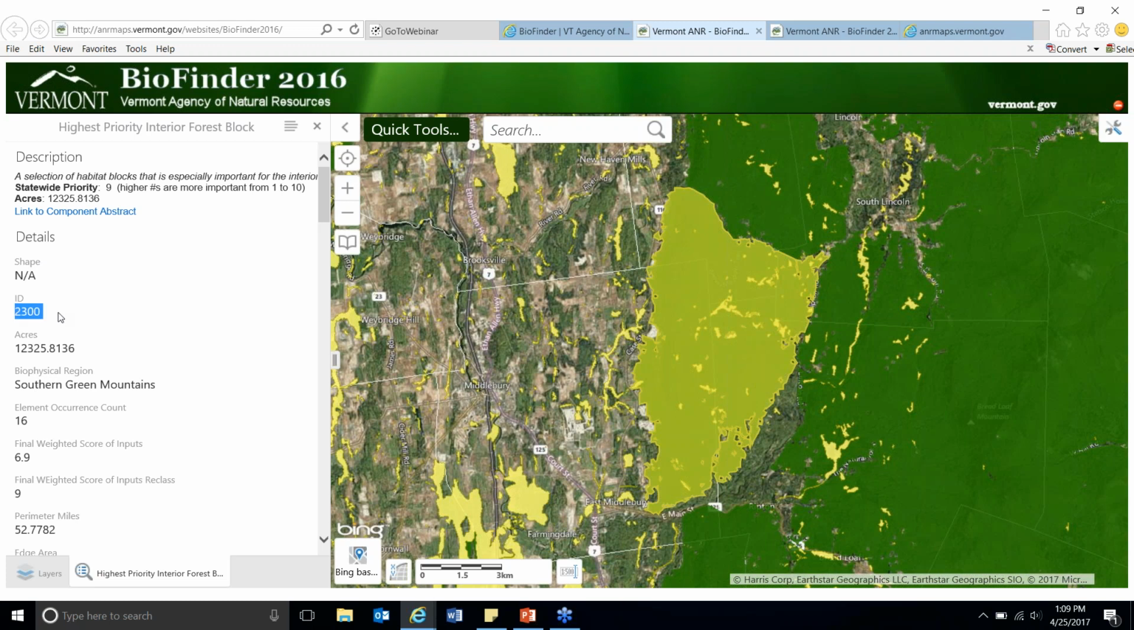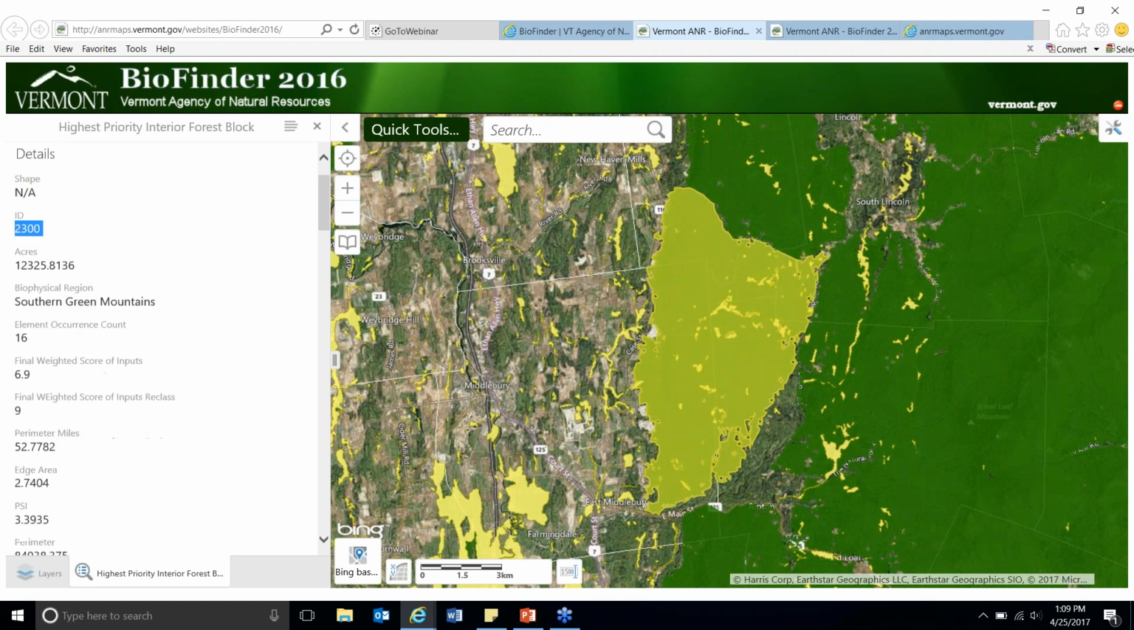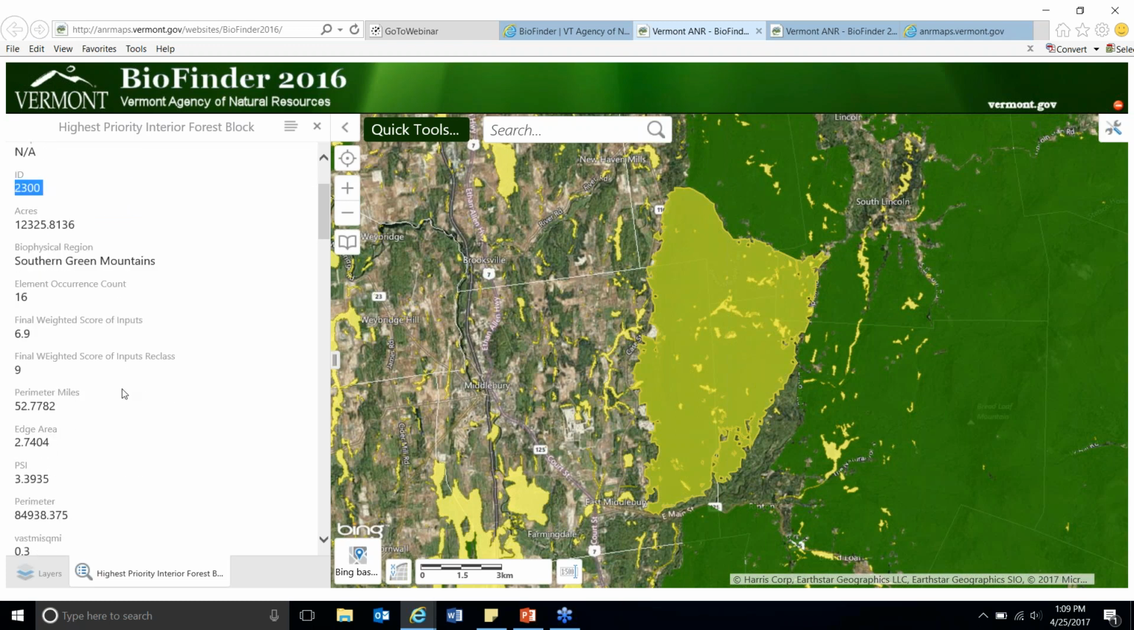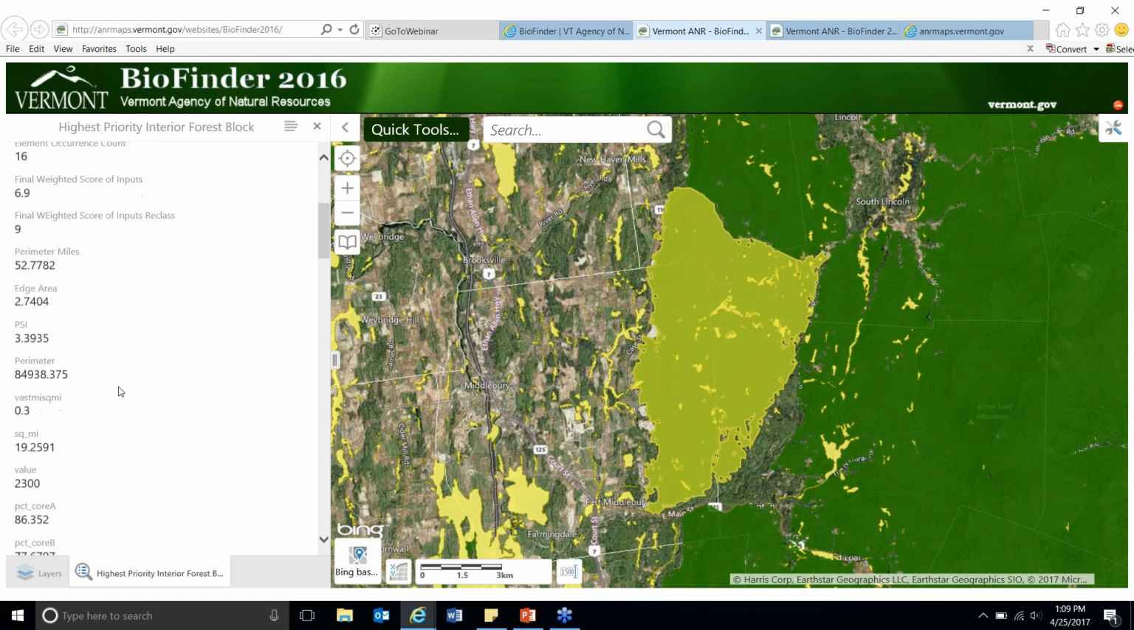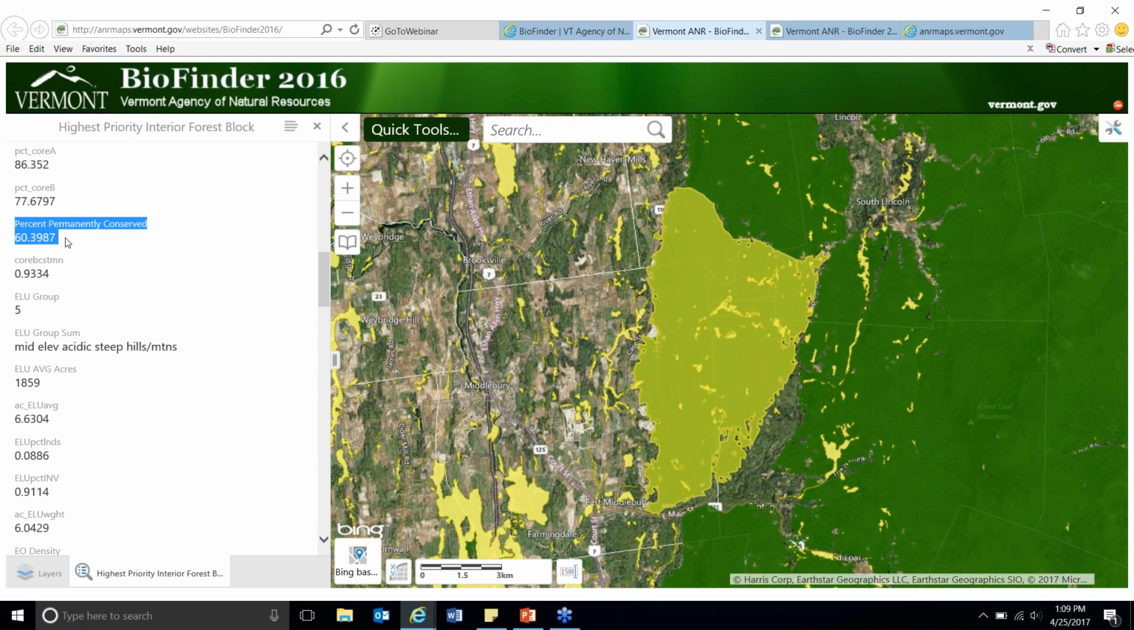If you're a GIS user, then I'll share that this box that pops up is the attribute table. So this is all of the attributes that are included with this data layer. But some of the information on here is going to be quite interesting to a number of people. For example, the percentage of permanently conserved land within that block, 60%.